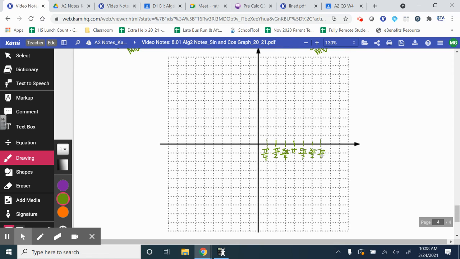7 pi over 4, and 8 pi over 4, which is 2 pi. All right, and we want to go from 0 to 2 pi. Here, our highest value we're going to get to is a 3, so I'm going to make this 3, and this -3, just counting by ones on the y-axis. Go ahead and pull out your points for both of them. It might help to do them 2 different colors.